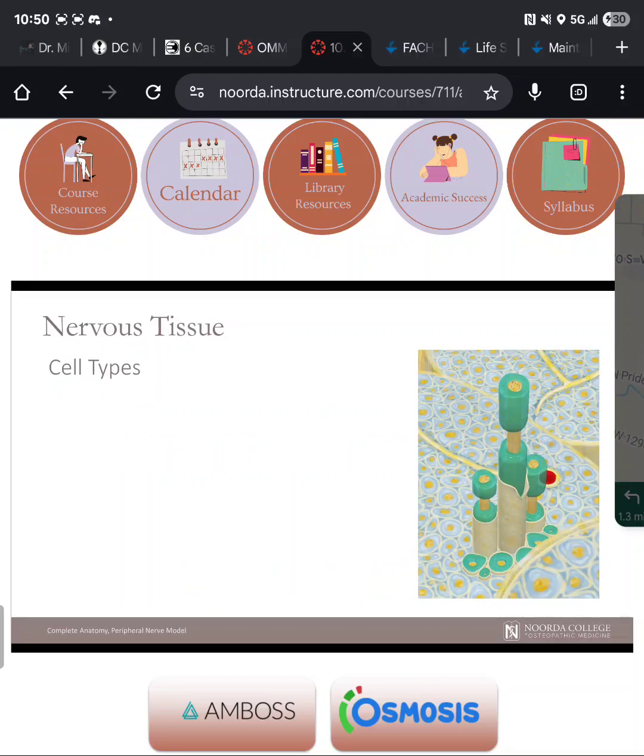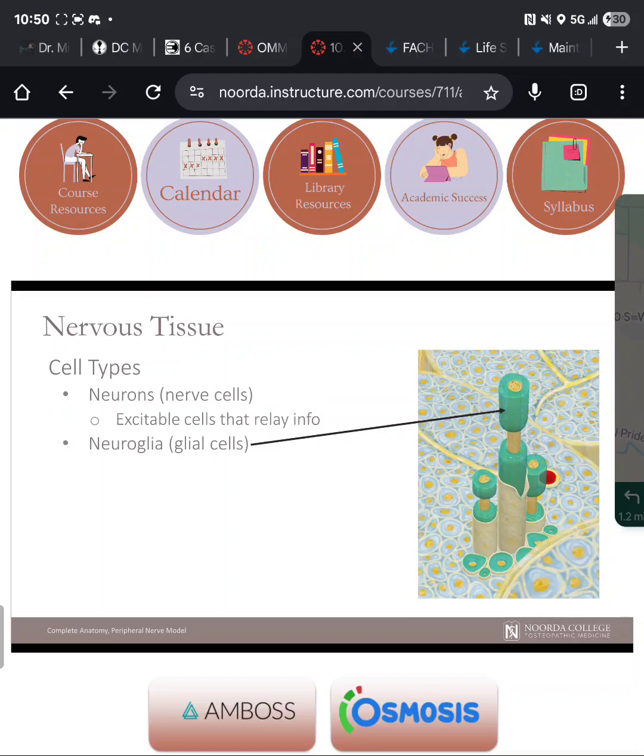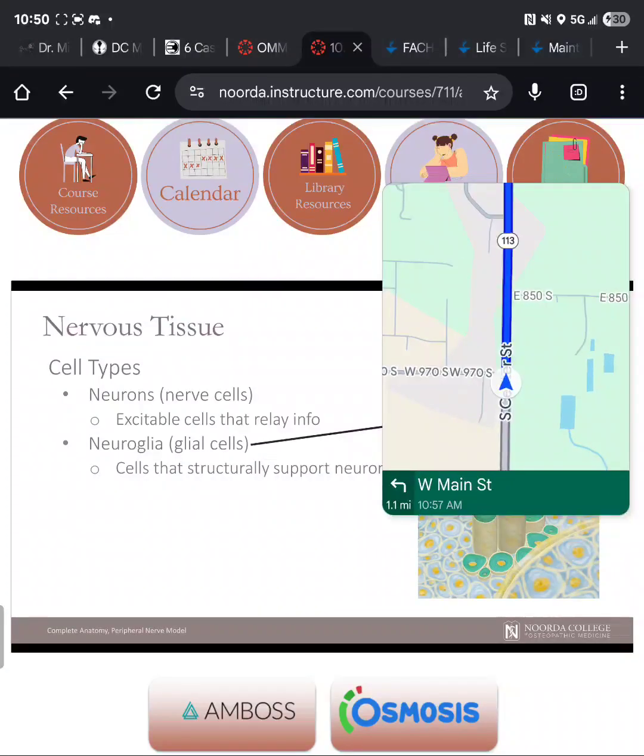There are two main types of cells that make up nervous tissue. One type are neurons or nerve cells, and they're excitable cells that relay information and they allow for that rapid communication. Then the second type are the neuroglia or the glial cells, and those are cells that structurally support neurons, and there are actually 5 times more glial cells than there are neurons in the nervous system. We're going to talk a lot more about neurons in this lecture, but just know that the glial cells play a really critical role in allowing the neurons to do what they do.